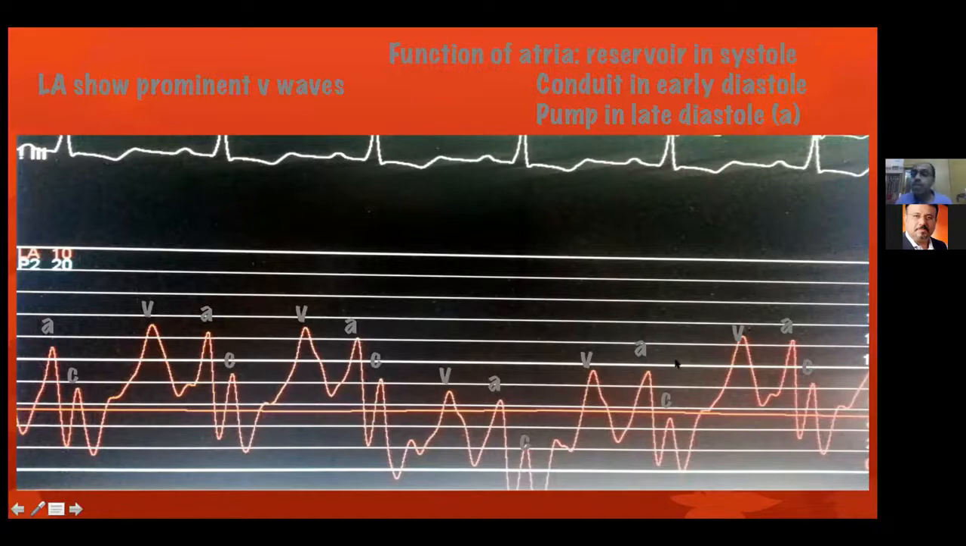Now there are some more questions. What happens to the individual waveforms in JVP during mechanical ventilation? We'll come to it.